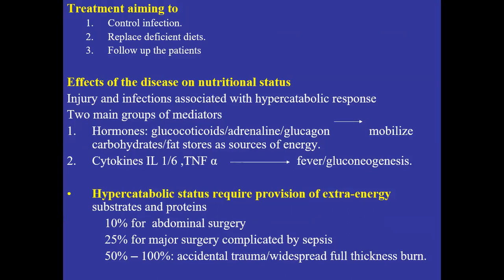Effect of the disease on a nutritional status. There will be injury and infection associated with hypercatabolic response. Two main group of mediators اللي هي الهرمون glucocorticoid, adrenaline, glucagon عفوا, lead to the mobilization of carbohydrate and fat store as a source of energy, and cytokines interleukin 1 and 6, tumor necrosis factor lead to the fever and gluconeogenesis. Hypermetabolic state required provision of extra energy, substrates and protein: 10% for abdominal surgery, 25% for major surgery complicated by sepsis, 50 to 100% accidental trauma and widespread full thickness burn.